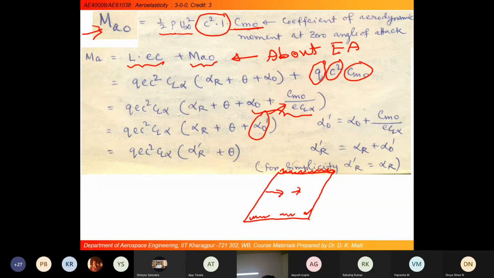flow disturbance, because the fluid particles moving on the top skin and bottom skin may mix together. To prevent that, we put the winglet.